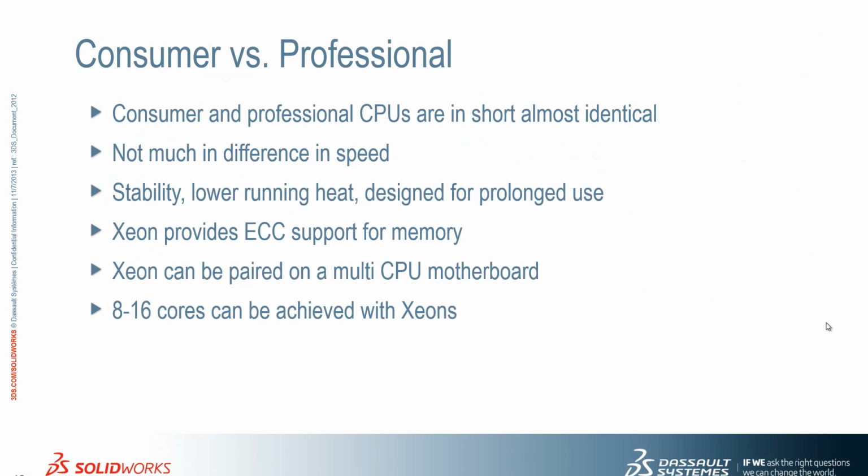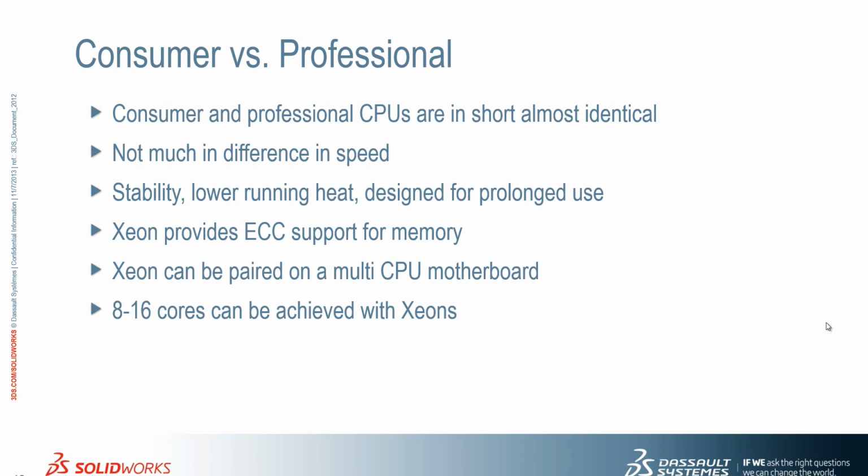Okay, so we'll have a look at consumer versus professional now. You might be thinking, well, hang on a minute, what does that mean? Consumer basically means an i7, i5, a standard processor which you would normally buy. When Joe Bloggs goes into the shop and buys a machine, that's what you get. And then there's another type which is professional, which, especially in the Intel range, is a Xeon.